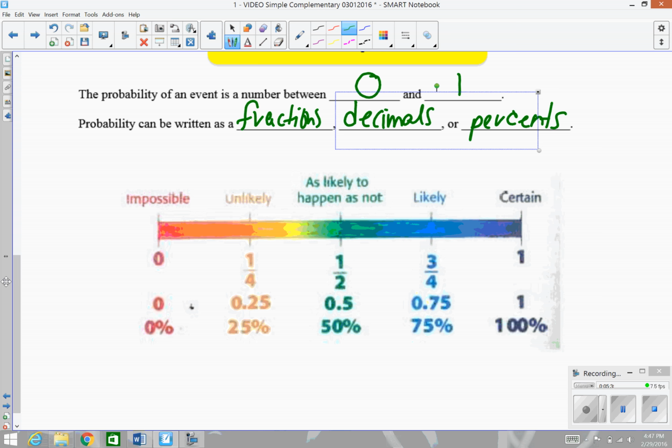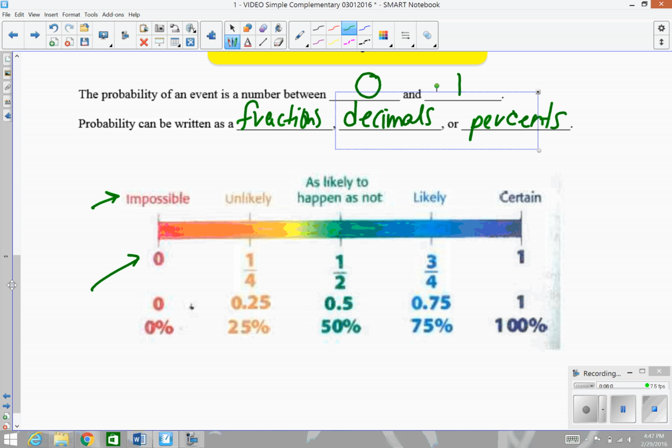If you look at the chart below, it does a really nice job of explaining that. If you have a probability of 0, then we say that that's impossible. The example I was giving earlier is, what are the chances that it's going to rain grape juice? 0, or 0%. It's impossible that that's going to happen.